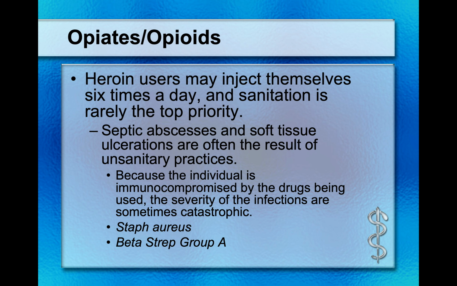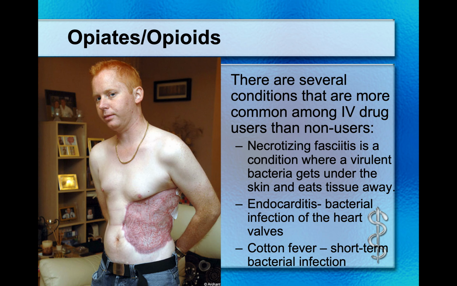Staph aureus and beta strep group A are just some of the bacteria that will get into their system. I got a really ugly picture. I apologize for that, but this is a really ugly picture of an individual who is suffering from a staph infection. There are several conditions that are more common among IV drug users than non-users. Necrotizing fasciitis is a condition where the virulent bacteria gets under the skin and eats tissue away. And that's exactly what happened to this individual.